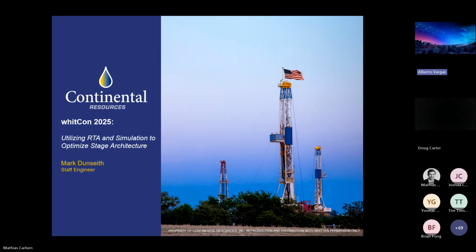Sounds good. So yeah, my name's Mark Dunseith. I'm a reservoir engineer with Continental Resources. Today I'm gonna present some work I did in partnership with our Permian asset team and our completions group on using RTA and some detailed numerical simulation to optimize our stage architecture.